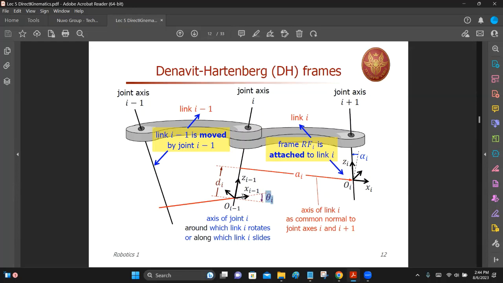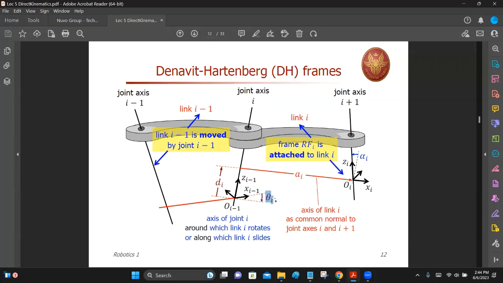These two. For rotary joints, theta is the variable, d is a constant. But for prismatic joints, d is the variable and theta is a constant. So this is the beauty of this convention. You don't have to have different conventions for rotary and prismatic joints. With the same convention, you can treat both rotary and prismatic joints. So the joint description is over.